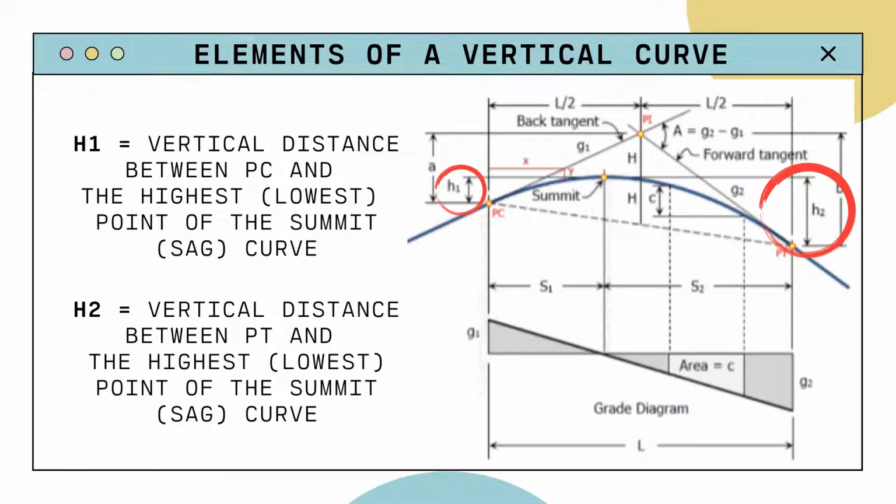Next, on the right side of the diagram, we have H2. And H2 stands for the vertical distance between the point of tangency and the highest point of the summit or the lowest point of the sag curve. This is basically the same as the previous examples, and it only differs in that H1 involves the point of curvature, whereas H2 involves the point of tangency. So that's basically what we need to remember for H1 and H2. They are the vertical distances.